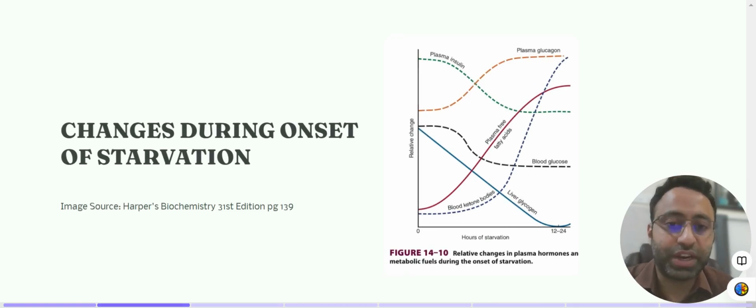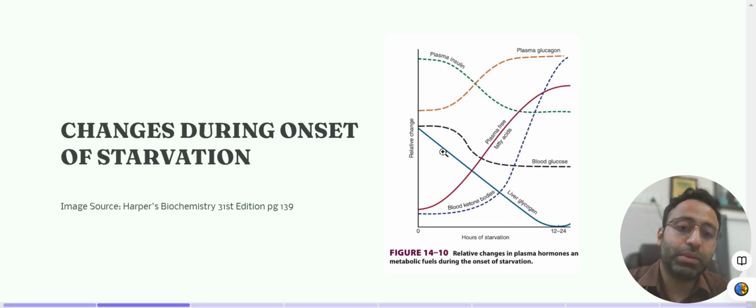This image is very interesting, which I have taken from the book Harper's Biochemistry. These are the changes that occur during the onset of starvation. If you see specifically, blood glucose will reduce during fasting. The plasma insulin levels also reduce during fasting. The plasma glucagon values are increasing during fasting, and blood ketone bodies increase during fasting, and plasma free fatty acids also increase during fasting. The most important thing that you need to observe is that liver glycogen values are completely depleted within 12 hours of fasting or starvation.